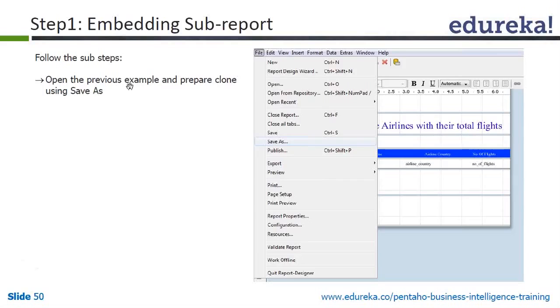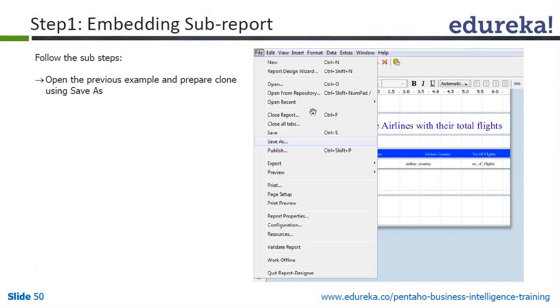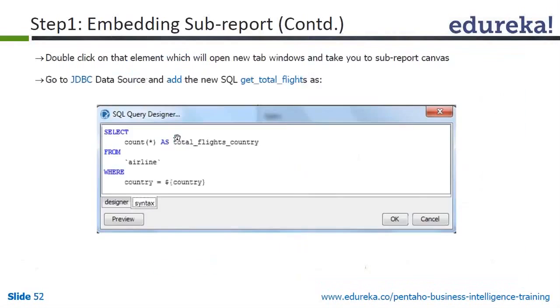First thing, we are going to use the same example, or we'll save it, and anyways I don't need the reference. You guys can create a copy. So you do save as with some different name and then work on that sub report. To add a sub report, there is a button, sub report, from the palette to group header selection.